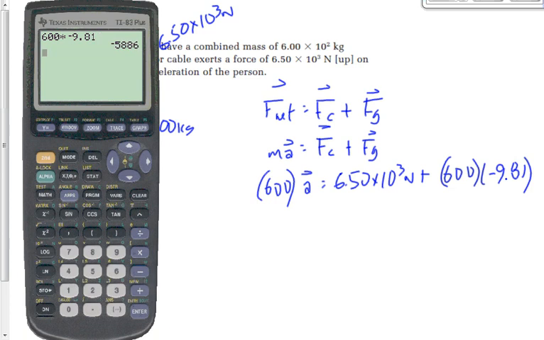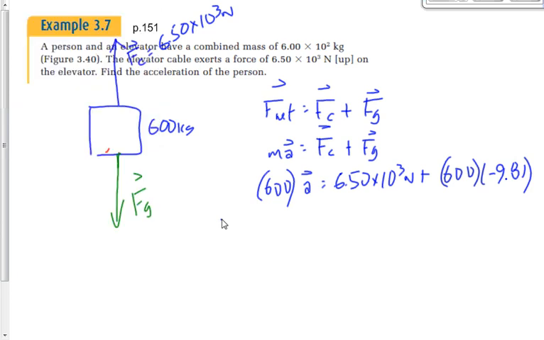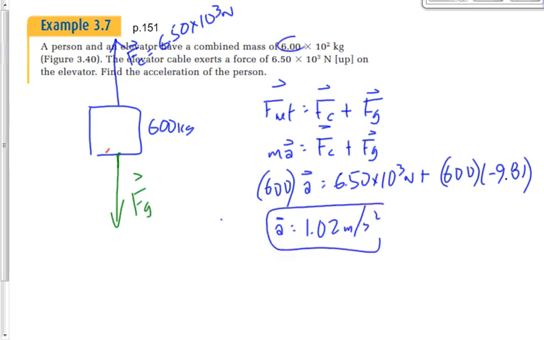Okay, now let's add that to 6,500. Now let's divide that by 600. And I get 1.02 meters per second squared. 3 digits, right? 3 digits, 3 digits, 3 digits. What have I just found technically? Well, I found the motion of the elevator, right? The acceleration of the elevator.